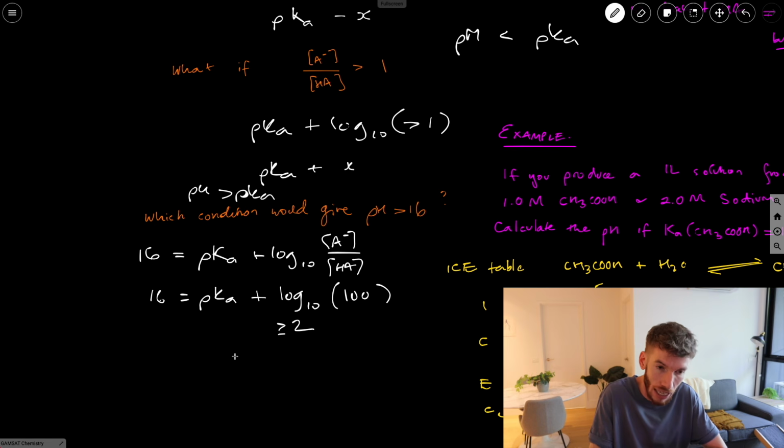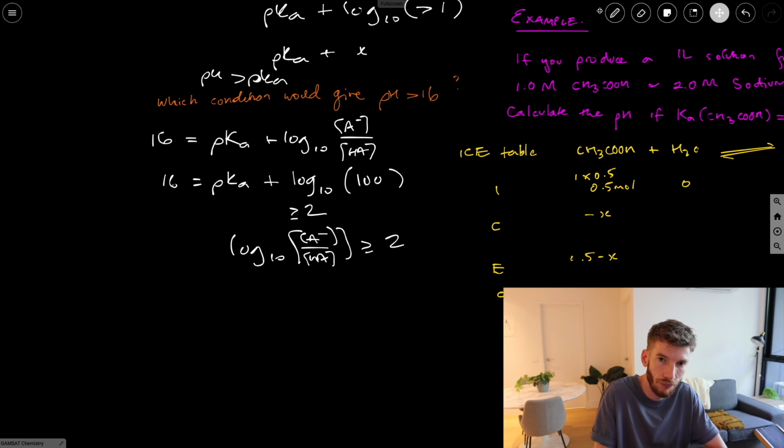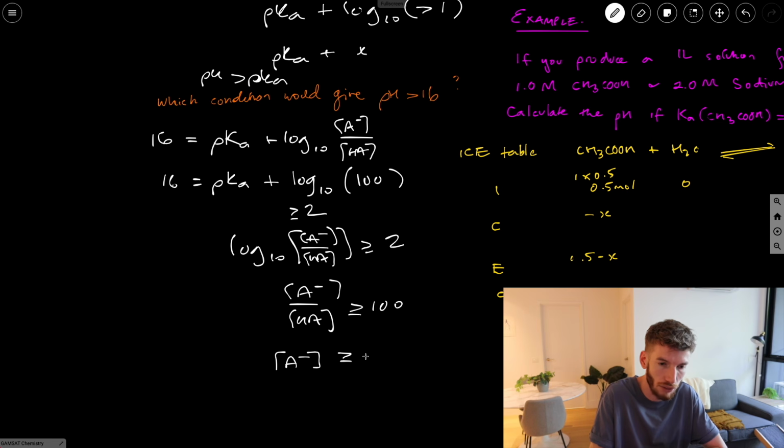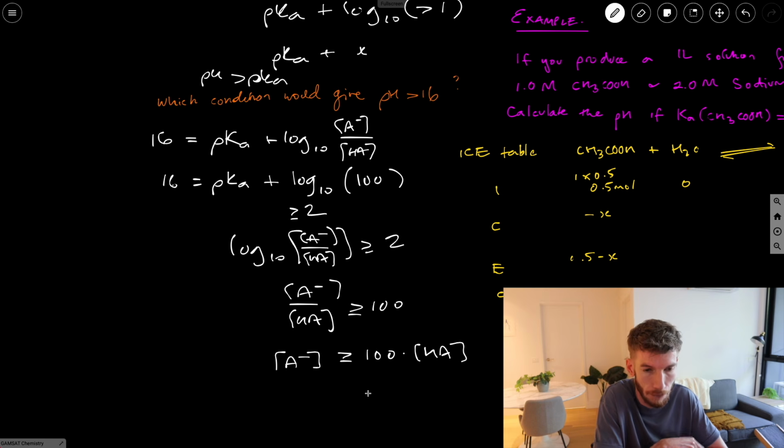So if the log 10 of A negative over HA is greater than or equal to 2, then the condition is that the ratio of these two would have to be greater than or equal to 100. And we could rearrange it. That would mean that the concentration of conjugate base would have to be greater than or equal to 100 times the concentration of the acid. Like that. There we go.